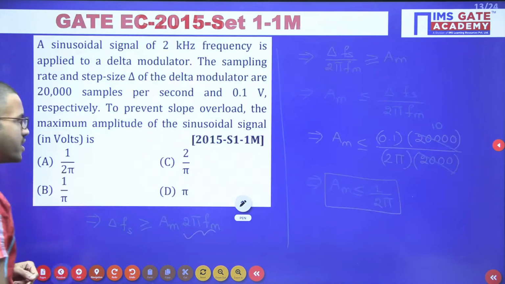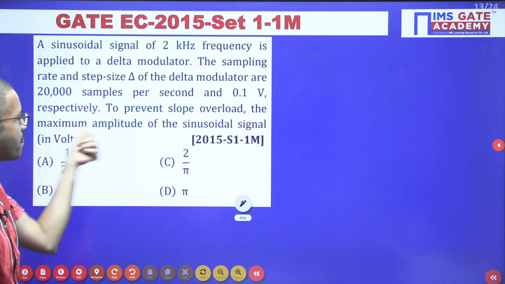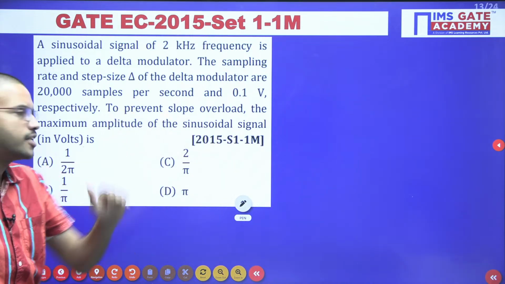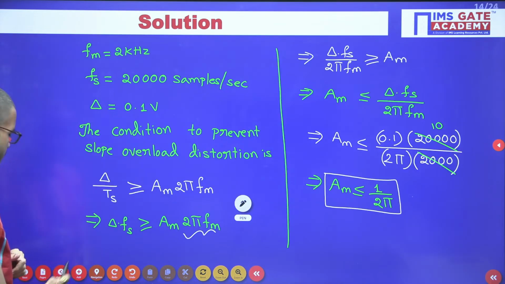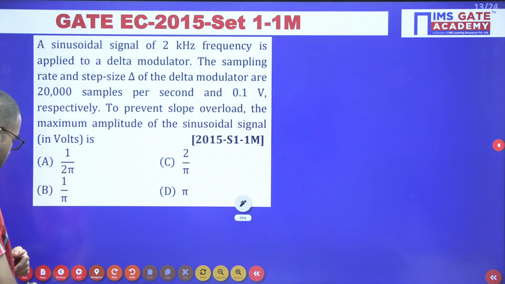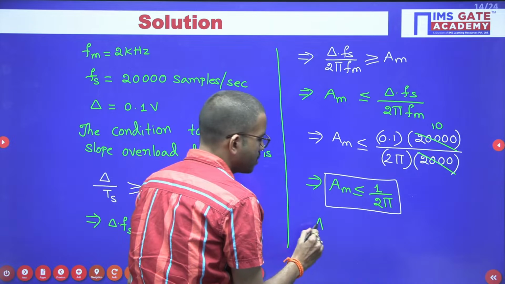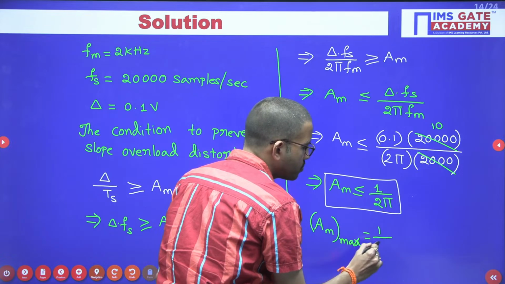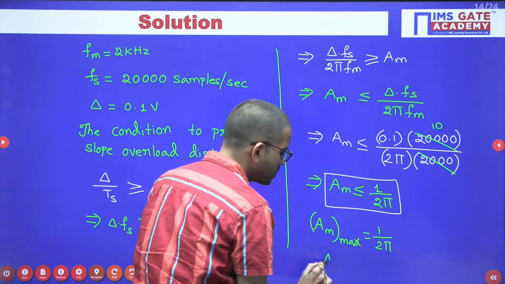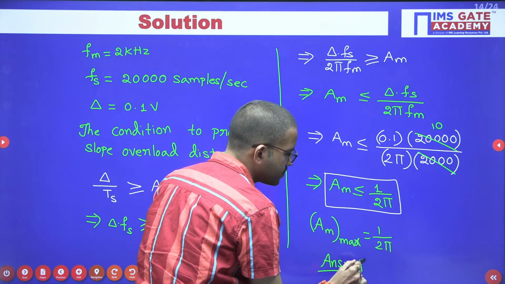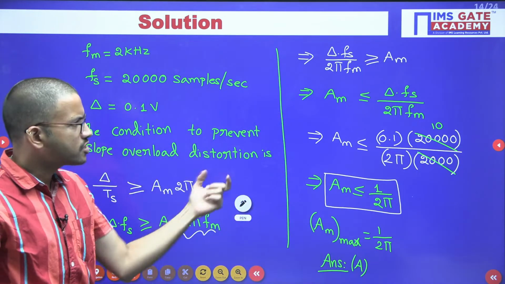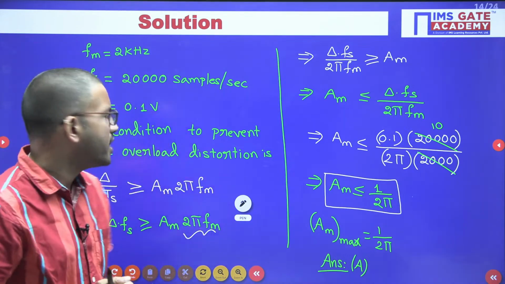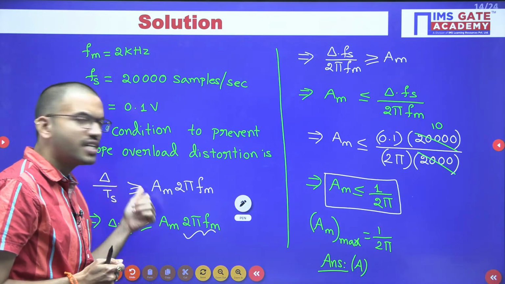Now if you read the question carefully, they are asking for the maximum amplitude of the sinusoidal signal in order to prevent slope overload distortion. That means option A is the correct answer, since the maximum value of AM is 1 by 2 pi. So this is a direct formula based question. Sometimes in the exam you may get confused whether you have to use the relation as greater or less.